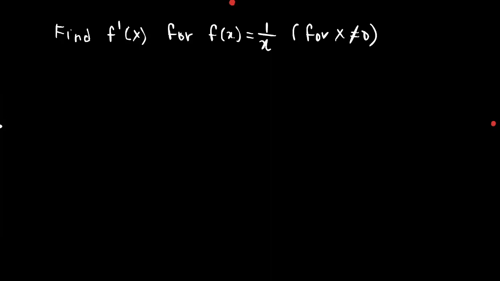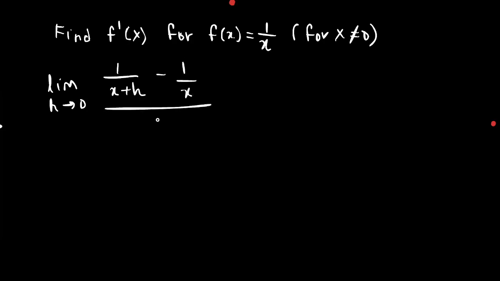So looking at this example, we're trying to find the derivative for our function f of x, which in this case is 1 over x. So first, again, we set up that difference quotient here. Remember, f of x plus h minus f of x over h. So in this case, we just need to plug in an x plus h every time we see an x for our function. That would give us the limit as h approaches 0 of 1 over x plus h minus f of x, so that's just 1 over x, divided by h.